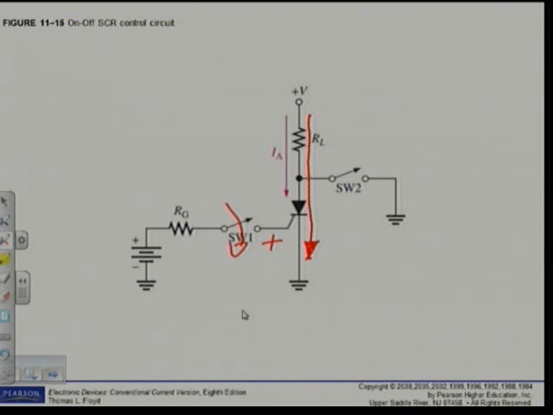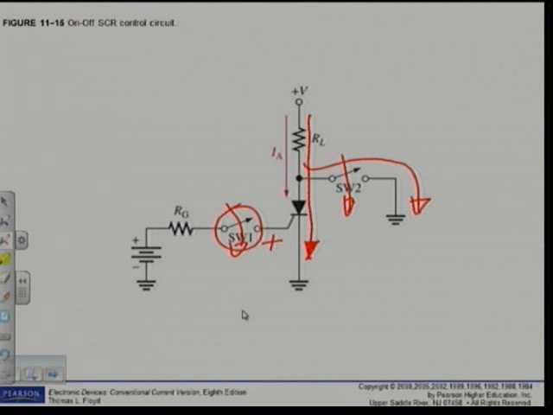That means we can even open switch S1. When we open that switch, the SCR will stay on until my current drops to a value lower than the holding current. Now the only way to turn it off again is by closing switch S2. When we close switch S2, the current will flow through that and the current will drop to a value lower than the holding current, and that is the only condition under which this SCR will turn off.